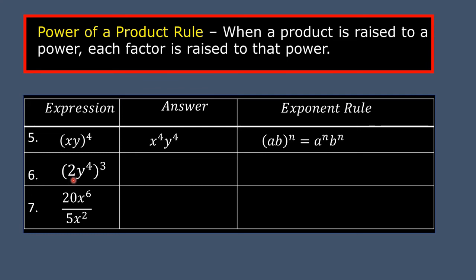Number 6, we are going to raise 2 to the power of 3. And then we are going to multiply 4 by 3. So we have 2 cubed y raised to the exponent of 12. But 2 cubed is equal to 8. So we have 8y raised to the exponent of 12. The exponent rule in symbols, open parenthesis ab close parenthesis raised to n is equal to a raised to n, b raised to n.